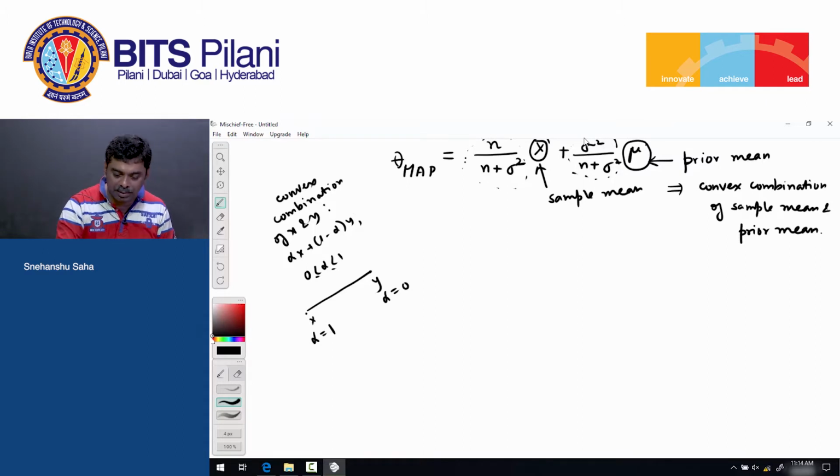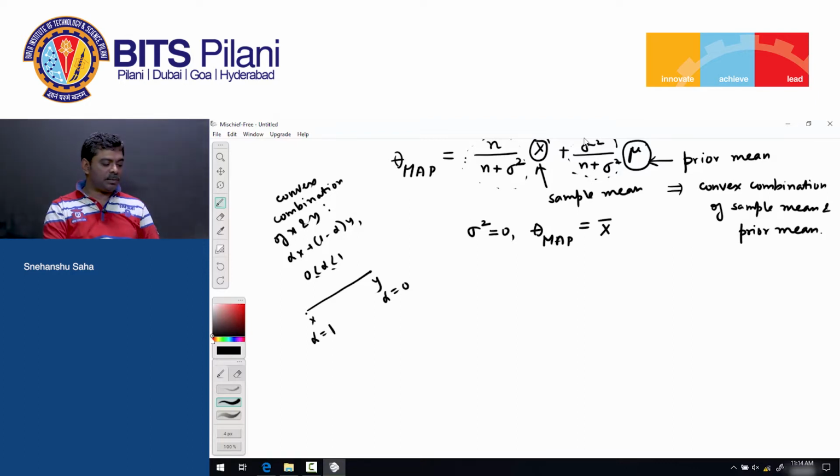So let's come back to this. When sigma square is 0, your theta MAP becomes just the sample mean. So what does it mean for sigma squared to be equal to 0? That means you have no variance. Absolutely no variance. So your theta MAP is just the sample mean.